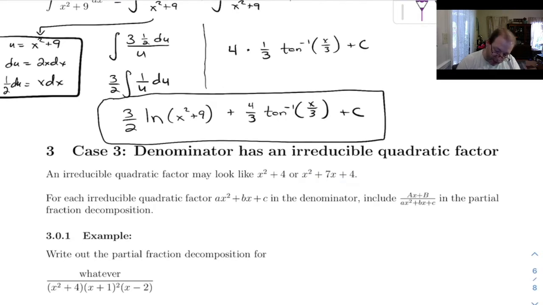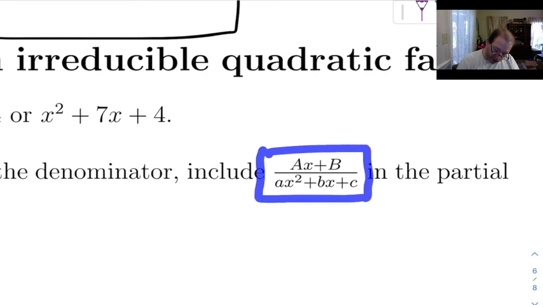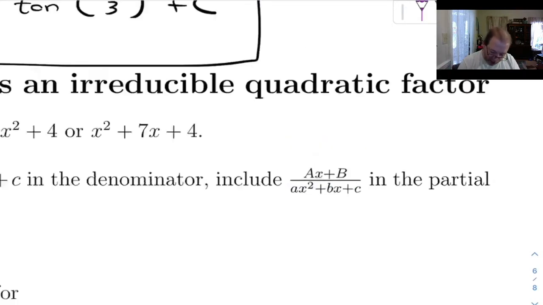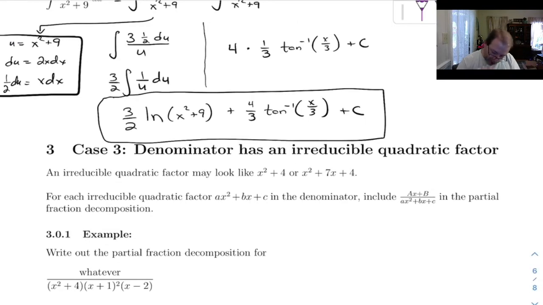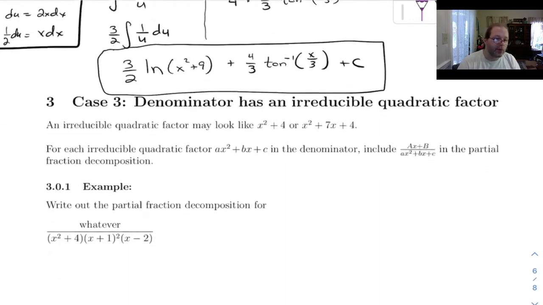If that happens, then what you want to do is include this in your partial fraction decomposition. You put the whole thing in its own fraction, and up top, instead of just one letter, you put in ax plus b, or whatever part of the alphabet you've gotten to so far. From there, you deal with it much like we did example 204.